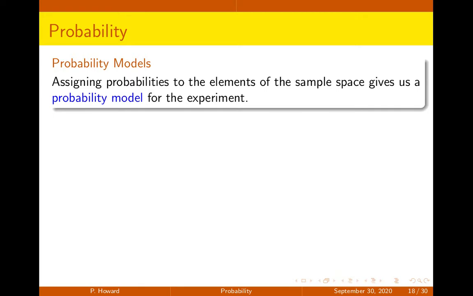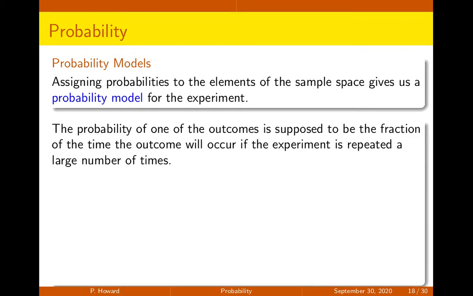So what we want to do is assign probabilities to the elements of a sample space. And once we do that, that will give us a probability model for the experiment that we're performing. So the probability of an outcome, the probability of something in the sample space, is supposed to be the fraction of the time that outcome will occur if the experiment is repeated a large number of times.